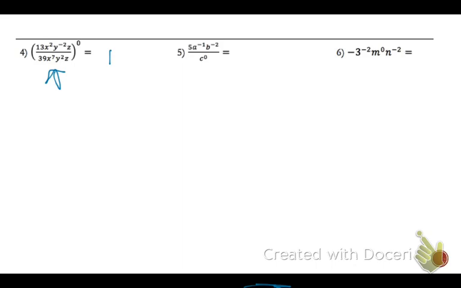On number 5, I see some negative exponents, so I can drop them into the denominator, a to the positive, b to the positive, and then I see c to the 0 power, which would be 1, so simplified, a to the first power is simply a, b squared.